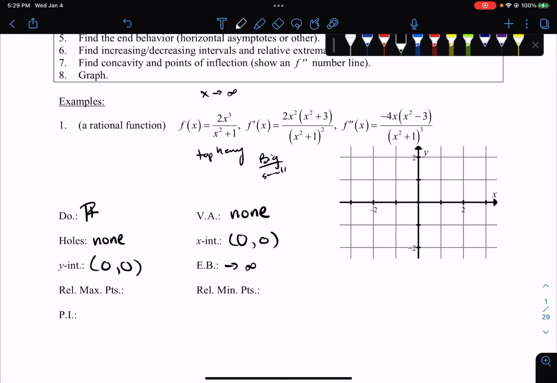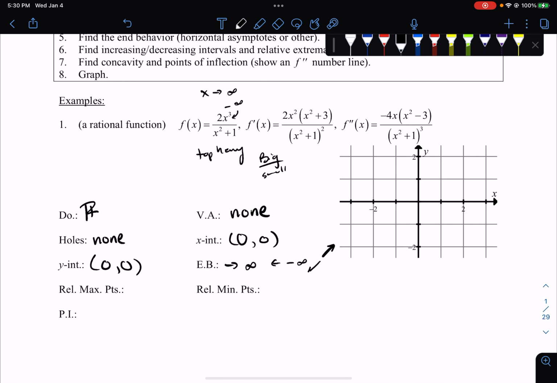As I go to the left, it's still top heavy, but I'm plugging in negative infinity. So right here where I cube my infinity, I end up with a negative number on top. So I still go to infinity, but since the top is negative and the bottom is positive, as I go to the left, I'm going to approach negative infinity. So it's going to look like this on the right, and it's going to look like that as we go to the left. All right.